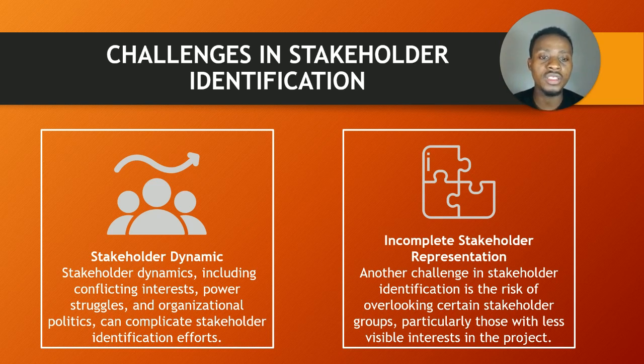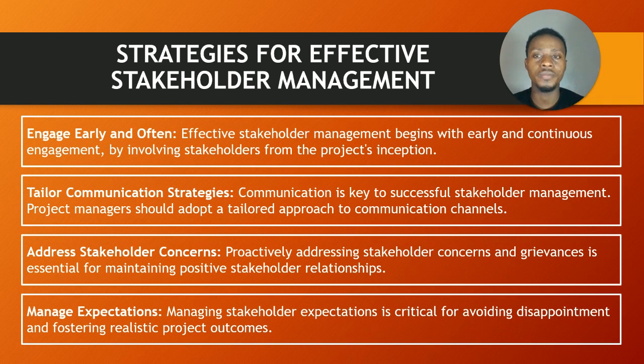The fourth one on the list is incomplete stakeholder representation. Another challenge in stakeholder identification is the risk of overlooking certain stakeholder groups, particularly those with less visible interest in the project. So when there is less visibility on a particular project, the stakeholder representation might be misleading at times.